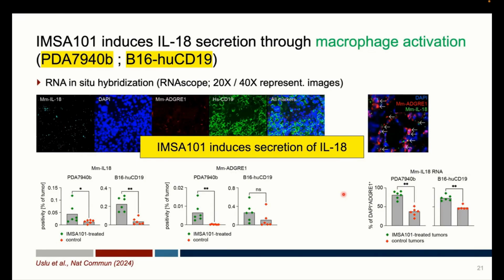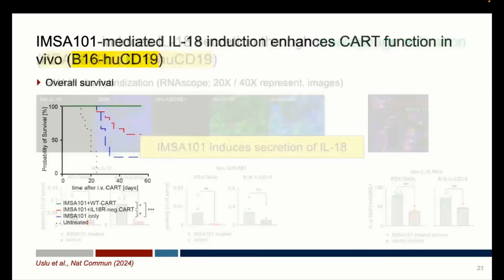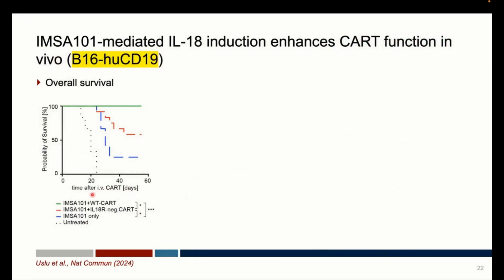And in order to test our hypothesis if the STING agonist-mediated IL-18 secretion also induces or improves CAR T cell function, we repeated the animal experiment where we compared wild-type CAR T cells with IL-18 receptor knockout CAR T cells. And these IL-18 receptor negative CAR T cells, we were hoping that they will perform worse because they don't get the help over IL-18 since they are lacking the receptor. And that's also what we saw.